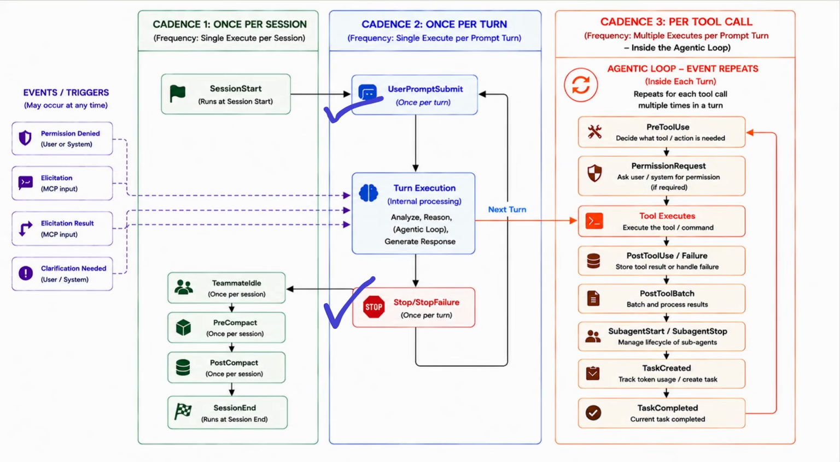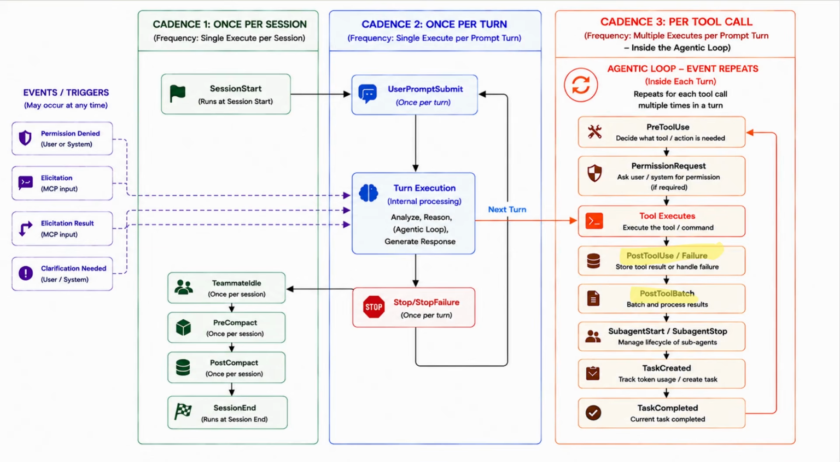Now let's look at the part where Claude actually gets work done. This middle section is called the agentic loop. Whenever Claude decides it needs to use a tool, maybe it's reading a file, editing code, executing a bash command, calling an MCP server, or performing a web search, it enters this loop. Right before any tool executes, PreToolUse fires. The tool runs, and immediately afterwards, PostToolUse executes.